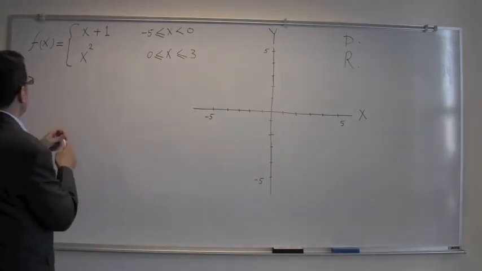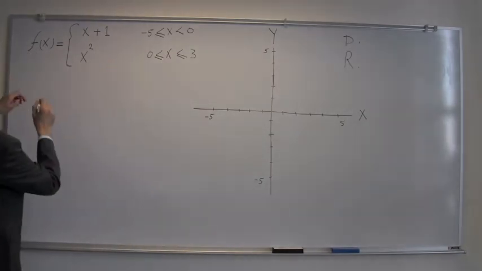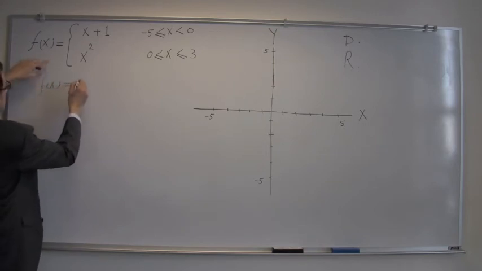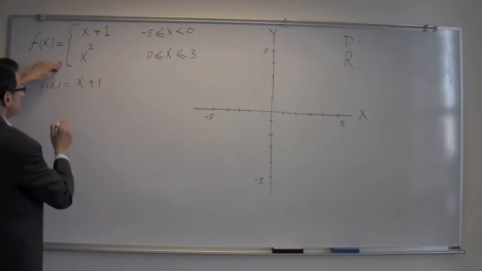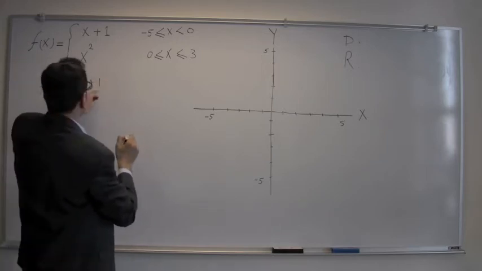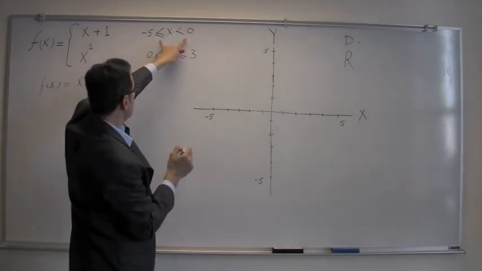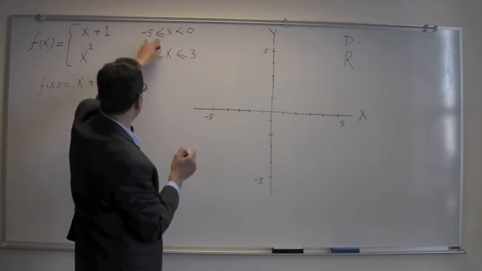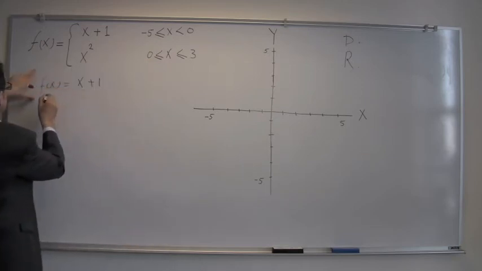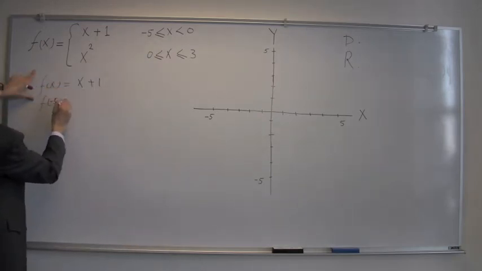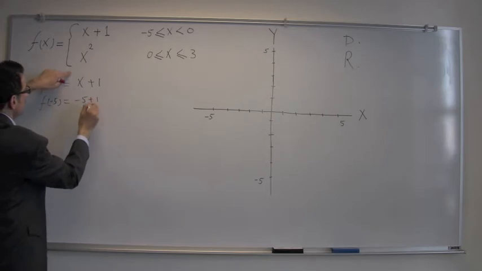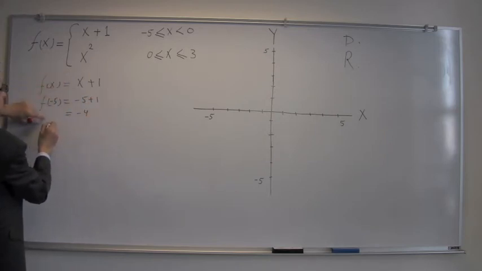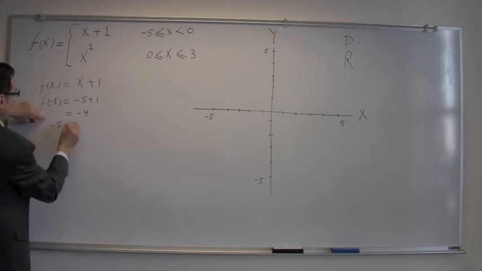So I will start graphing the first piece with the restriction that's given. F of x equals x plus 1. Now I will start graphing by plugging in the two endpoints. The first endpoint, the lowest one, x equals -5. So f of -5 equals -5 plus 1, which ends up with -4. So when x is equal to -5, y equals -4.